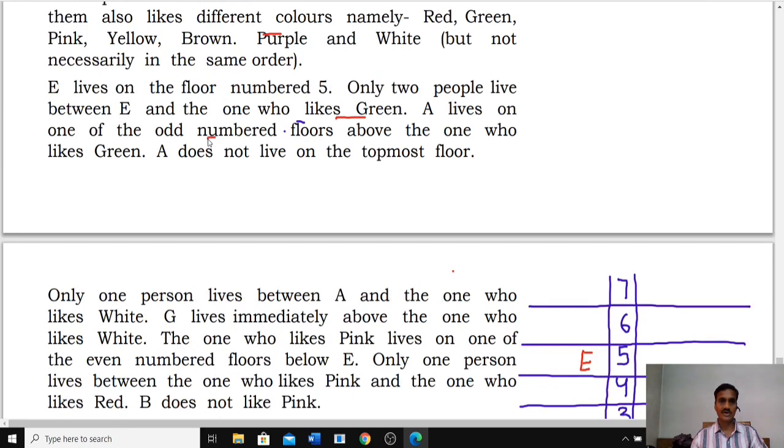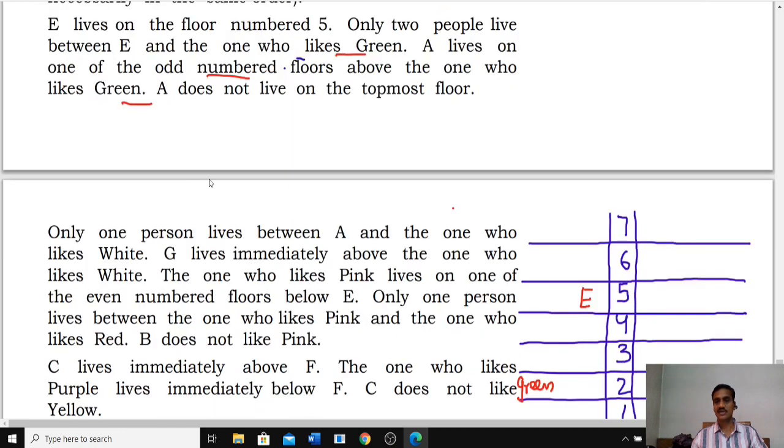The next one. A lives on one of the odd number floors above the one who likes green. One of the odd number floors above green: A can be on the third floor or the seventh floor. A can be here or A can be here. How many possibilities do we have? 2 possibilities. Hence we are writing down the second possibility as well, green.